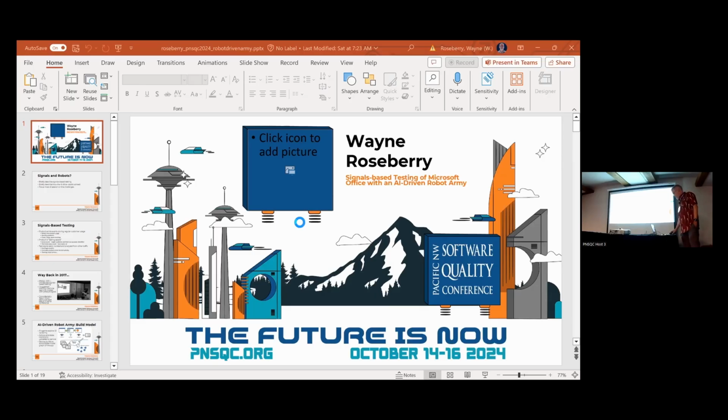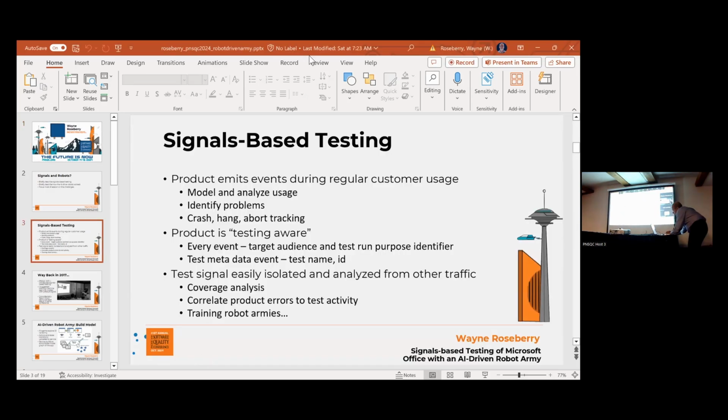That's where I want to focus my time. So, signals-based testing, I think I coined the term, I'm not 100% sure. I consider it using the information that comes from the product's diagnostic and operational signals to make testing insights. By this, in Office, I'm referring to the telemetry that Office emits when you run it.